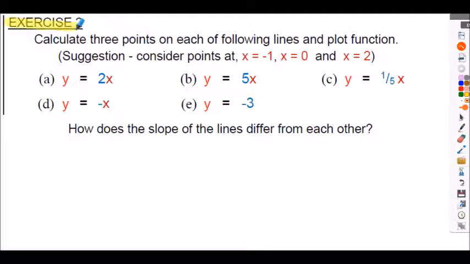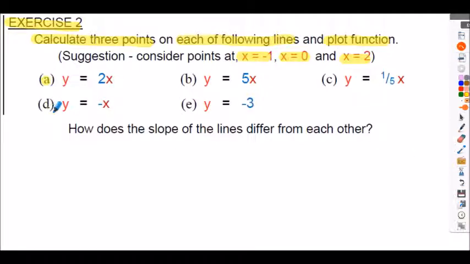Exercise 2, we're asked to calculate 3 points on each of the following lines and then plot the function. It's suggested that we use the 3 points at x is equal to negative 1, x is equal to 0, and x is equal to positive 2. We're given 5 functions here.